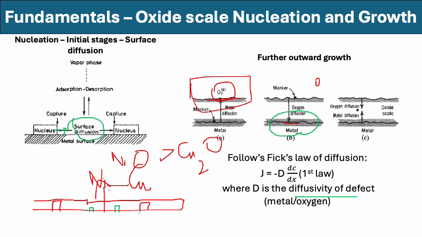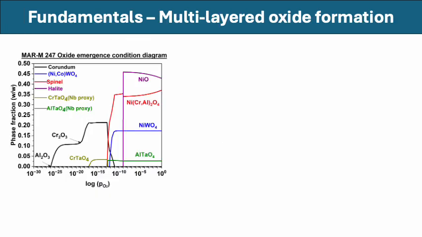This is if there is one predominant oxide that is growing, but in real life conditions we always have multi-layered oxide. So how do these multi-layered oxides form? That understanding needs to be provided, which will be shown in the next slide.